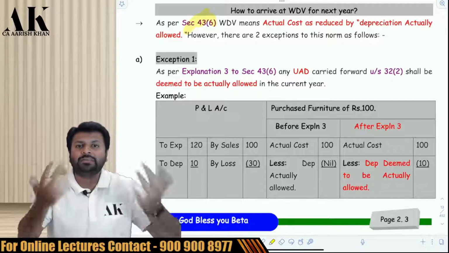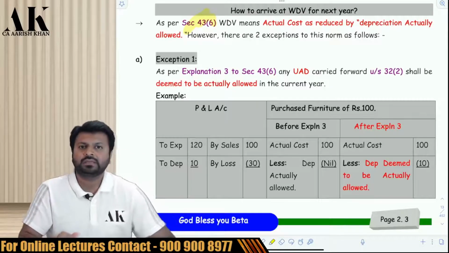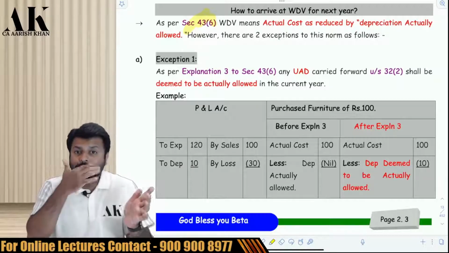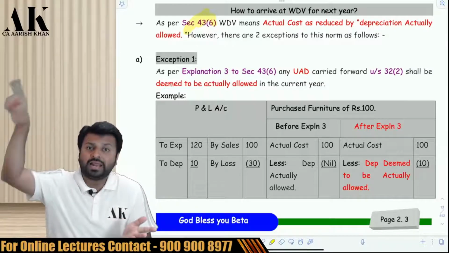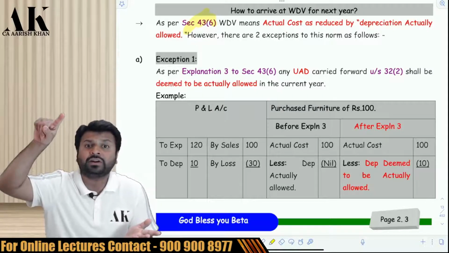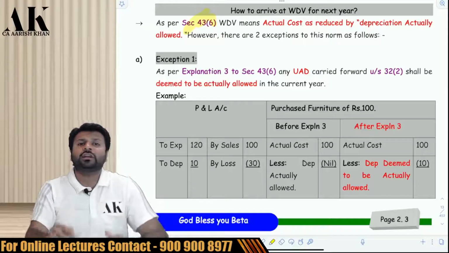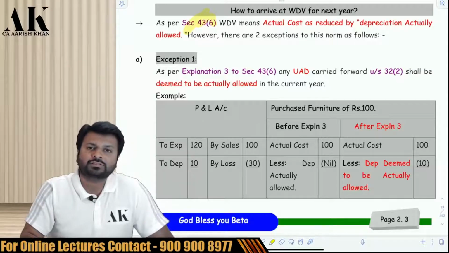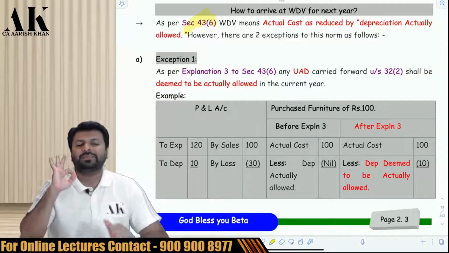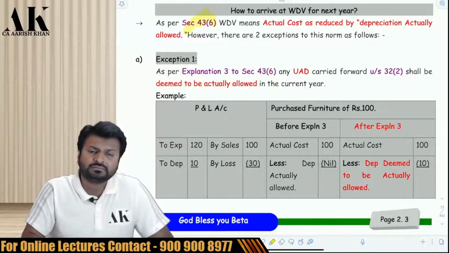That is the reason the name itself tells you that it is unabsorbed depreciation. The unabsorbed depreciation is not actually allowed in the current year because it will be allowed in a future year. That is the reason you are carrying forward that to future years. But still, it is reduced from the block of asset for the purpose of income tax law. You can see exception number 1 as per Explanation 3 to section 43(6).